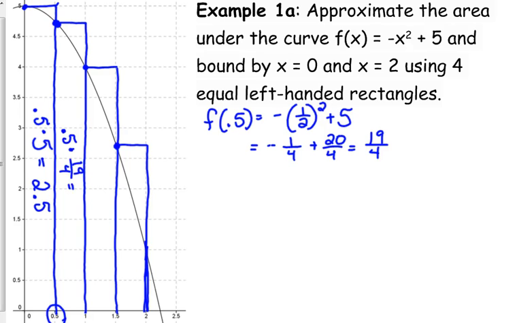And when I multiply that by a half, that gives me 19 over 8. I'm just going to leave it in fractional form right now, because that's the width of the rectangle. We're finding the areas of these rectangles.